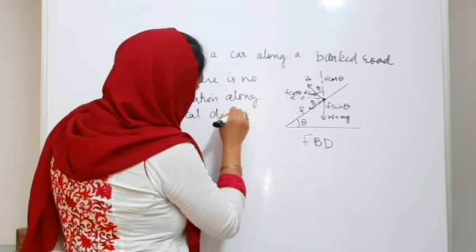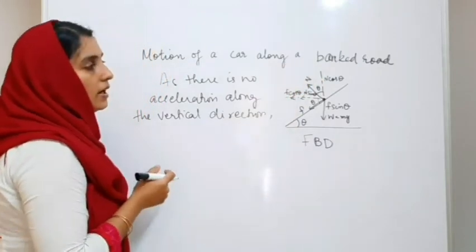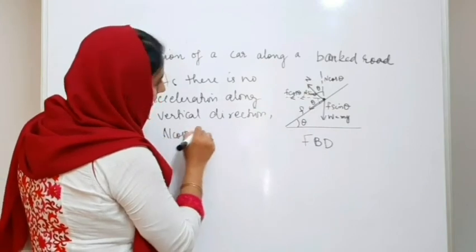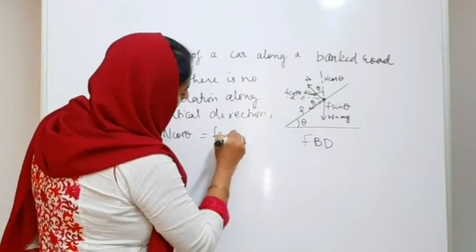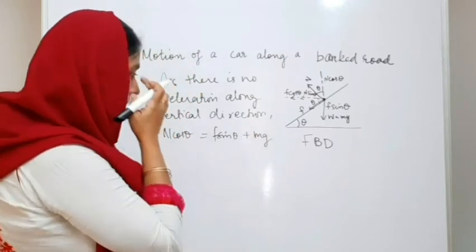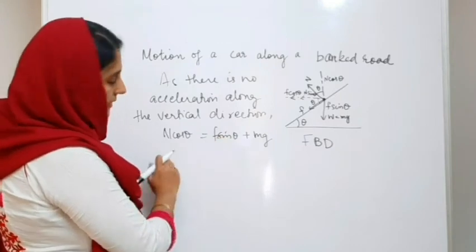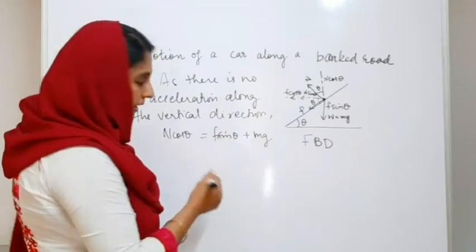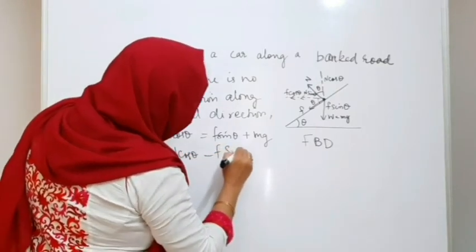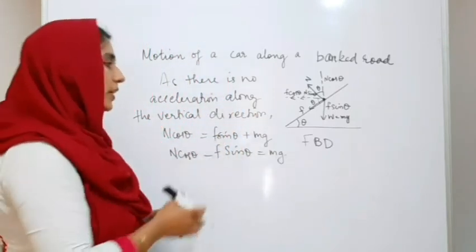We can write the equation of forces. What are the forces in the vertical direction? You can see N cos theta, which is acting upward. N cos theta is equal to F sin theta plus W, or F sin theta plus mg. Now we can move this F sin theta onto the left hand side, so only mg remains on the right hand side. So it will be N cos theta minus F sin theta is equal to mg. Let this be one equation.